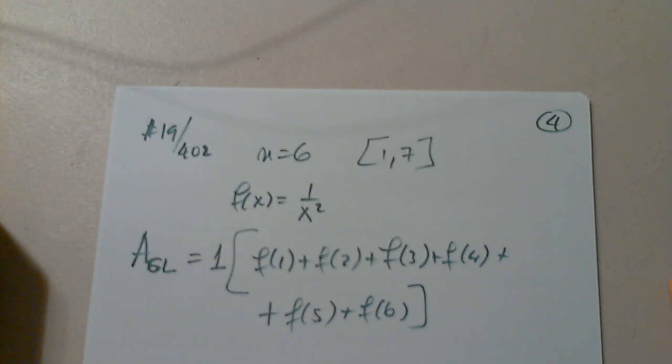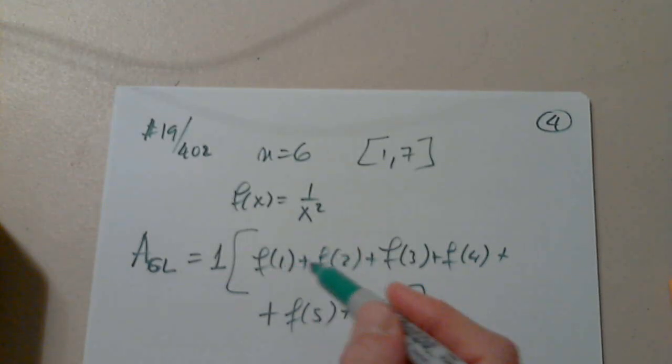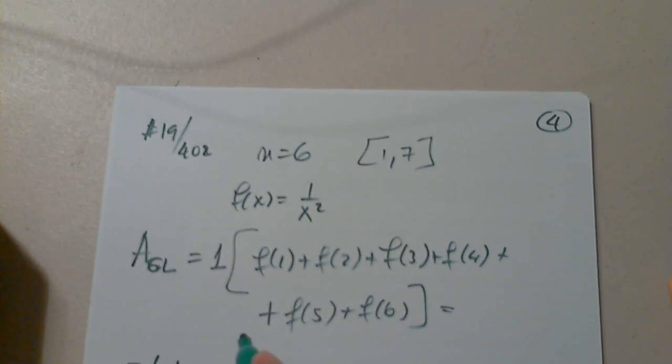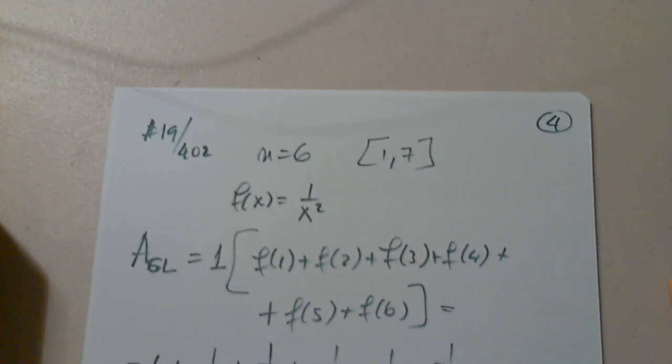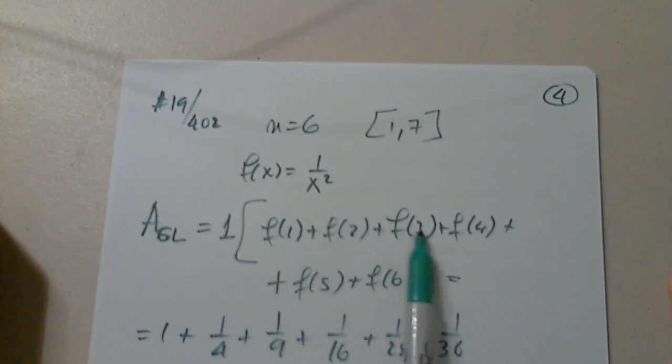I have to stop. I cannot have more than 6 subintervals. Do not go to 7. Okay, that would be incorrect. 1, 2, 3, 4, 5, 6. So therefore, all I have to do is plug them in the function. So I have 1 plus, because it's 1 over 1 squared, 1 plus 1/4 plus 1 over 9 plus 1 over 16 plus 1 over 25 plus 1 over 36. 1, 2, 3, 4, 5, 6.